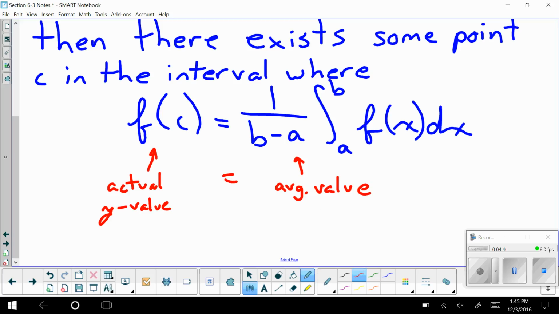And that's similar to what we did when we were doing just the MVT, which says that if a function is continuous on a closed domain and differentiable on the open domain, then somewhere the instantaneous rate of change must equal the average rate of change. So this is saying that if it's integrable, somewhere the function's actual y value has to equal the average y value.